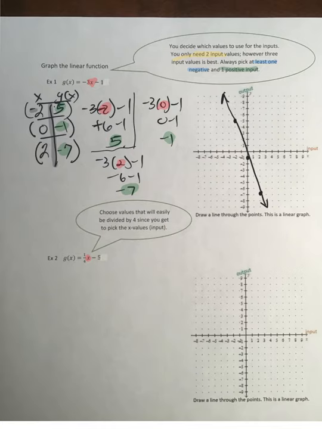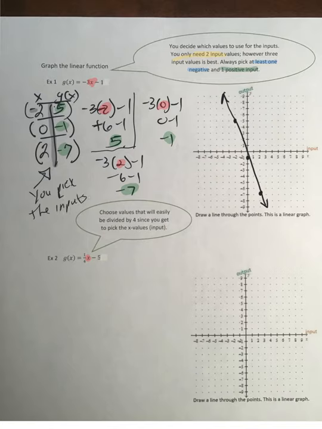So you get to choose. You could have picked 1 and -1. You could have picked 3 and -3. You could have picked -1 and +4. You can pick whichever numbers you want. The whole point of today is you get to pick the inputs.